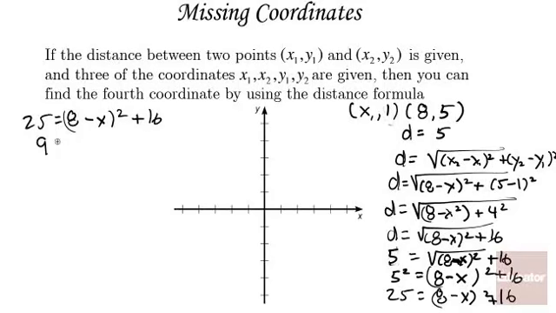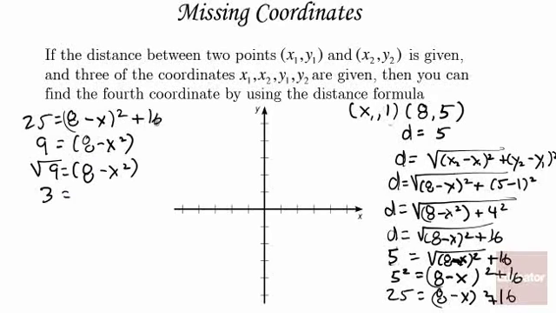Subtract 16 from both sides. That's going to give you 9 equals 8 minus x squared. Take the square root of both sides. That gives 3. That's going to give you negative 5 equals negative x. And I'm going to multiply the whole thing by negative 1 to just make this x equals 5. But let's stop and look at this for a second.